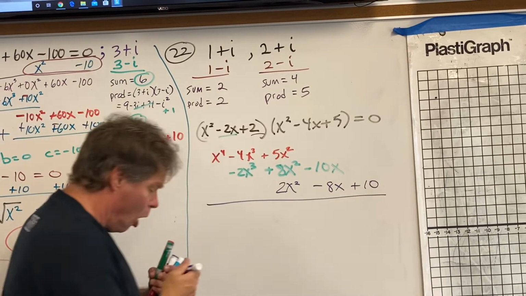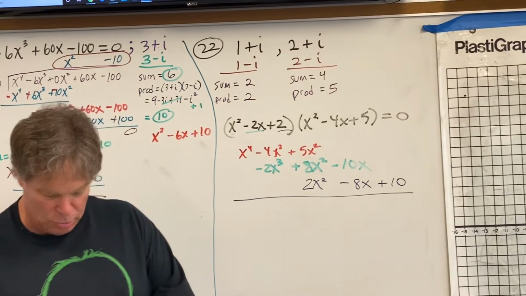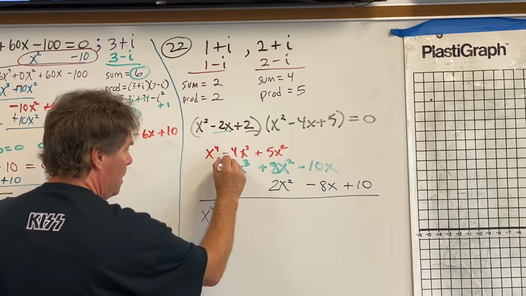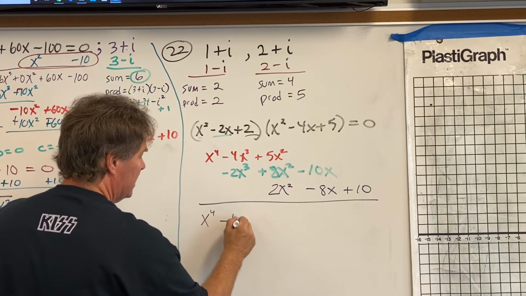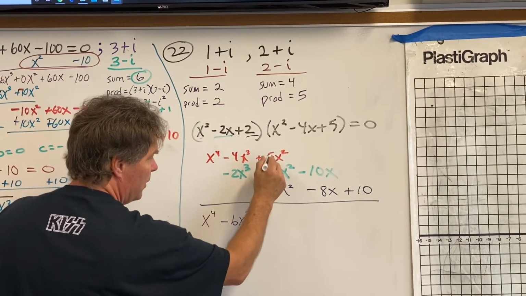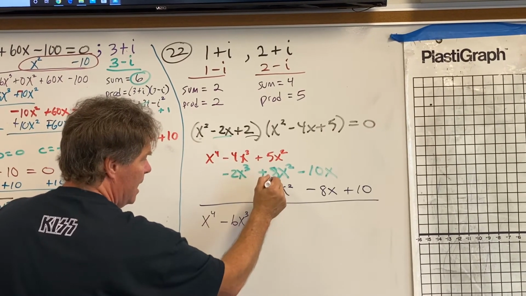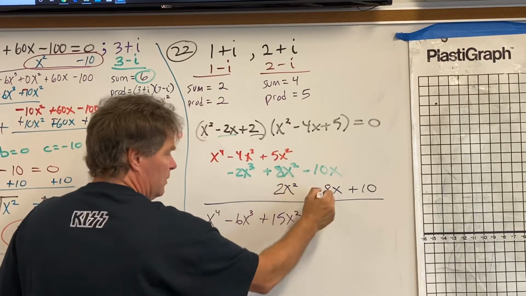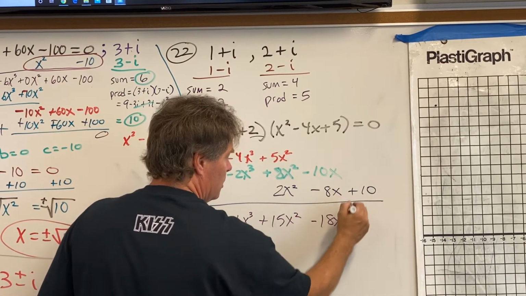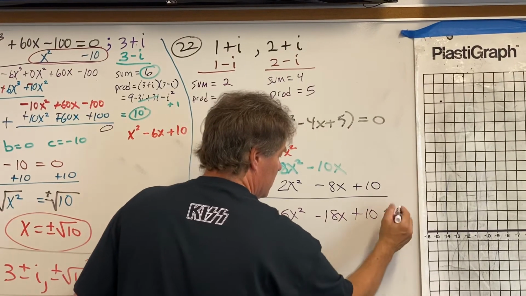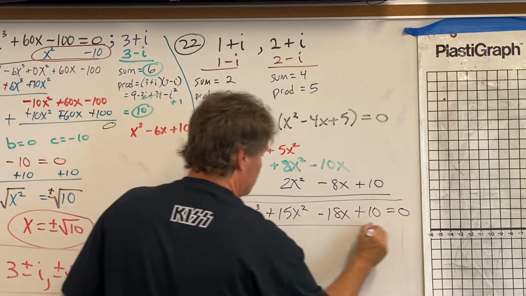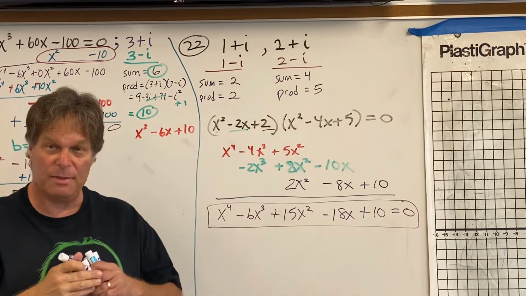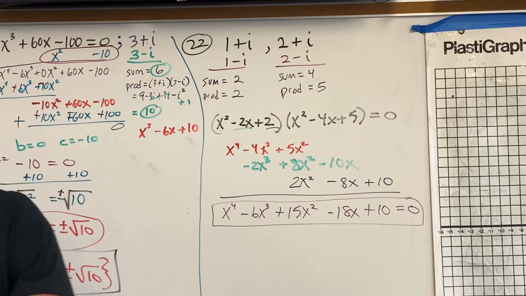Now, add all of the garbage together. Can you believe it? Everything. x to the 4, minus 4 and minus 2 is minus 6x to the third. The 13 and 2 is 15x squared. This is minus 18x plus 10 equals 0. And there is a 4th degree polynomial that contains those 4 roots. That's how that works.